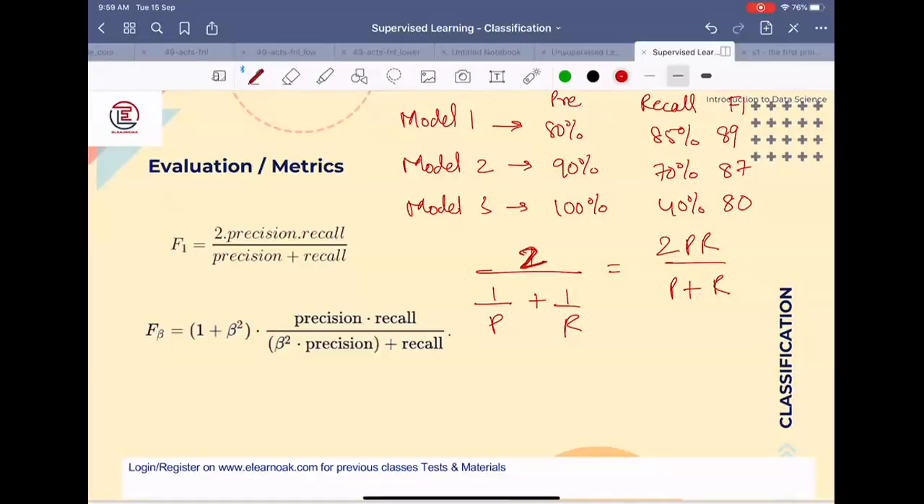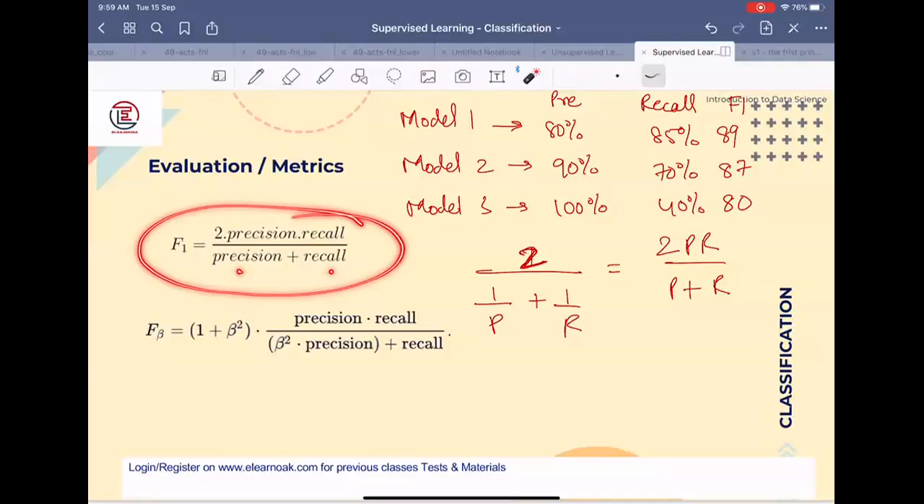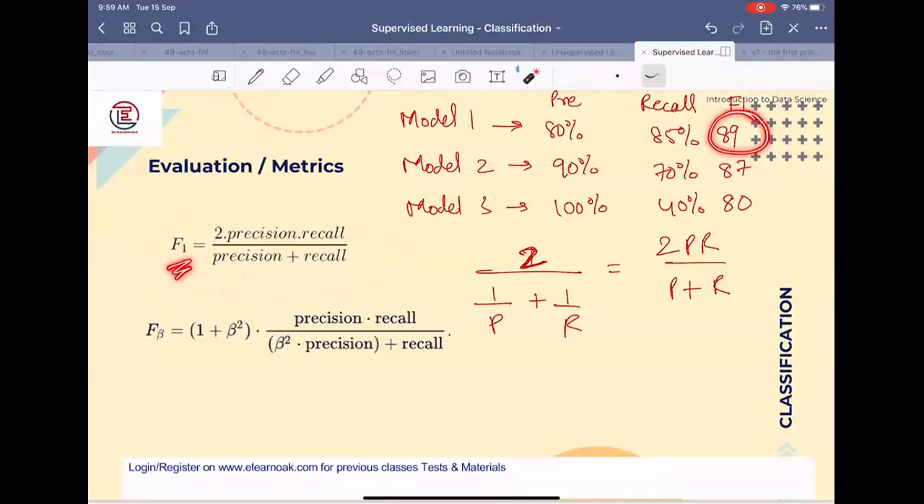This is the formula that gives us our F1 score. Maybe I'm doing it wrong. I'm not really sure. Okay. Nonetheless, the F1 score is evaluated by 2 multiplied by precision times recall divided by precision plus recall. That gives us this one number, the F1 score. And using that F1 score, we can see if our model is right or wrong.